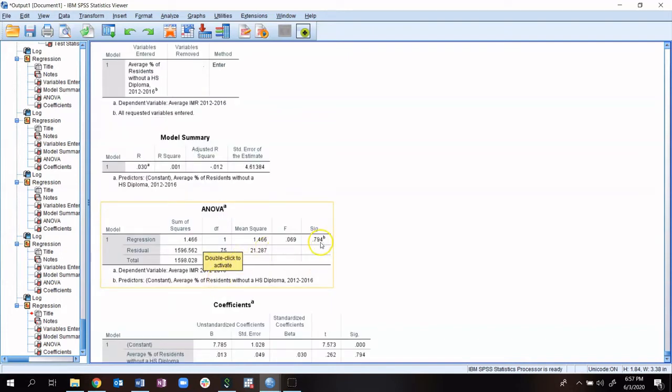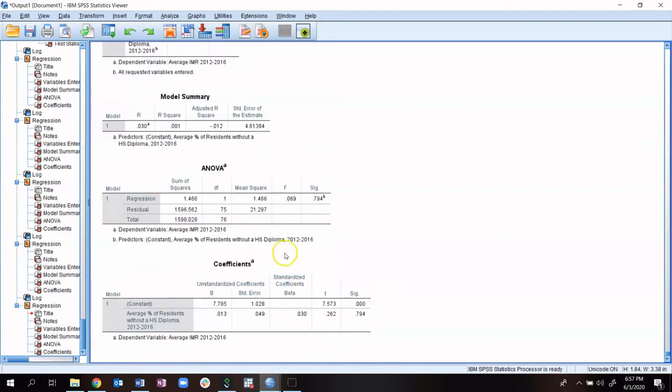Well, the model's not significant. We have a significance value of 0.794. Remember, that's above our threshold of 0.05. So this model is not significant, which is fine. Let's see what the coefficients are, because sometimes the model might not be significant, but the coefficients are. And we have the same. Down here we have a situation where the significance value is greater than 0.05, so we would determine that this was not a significant relationship or not a significant association.